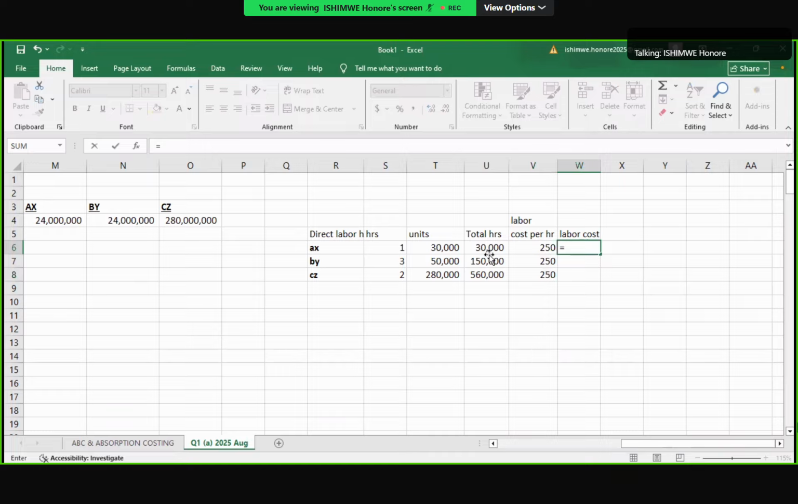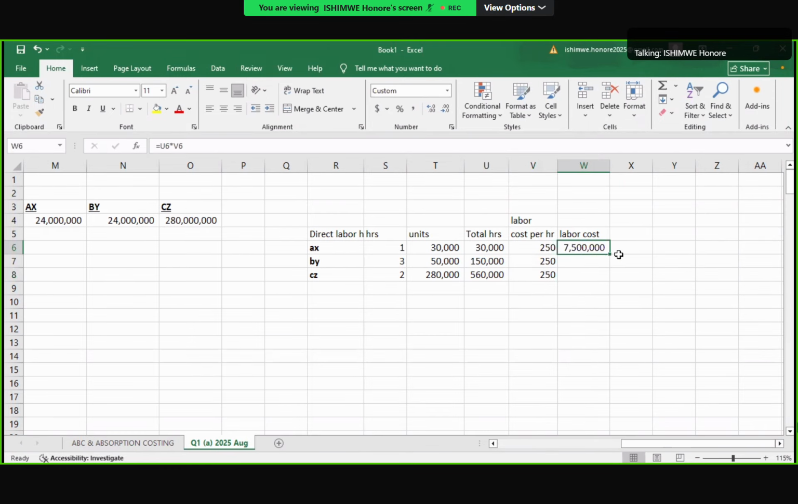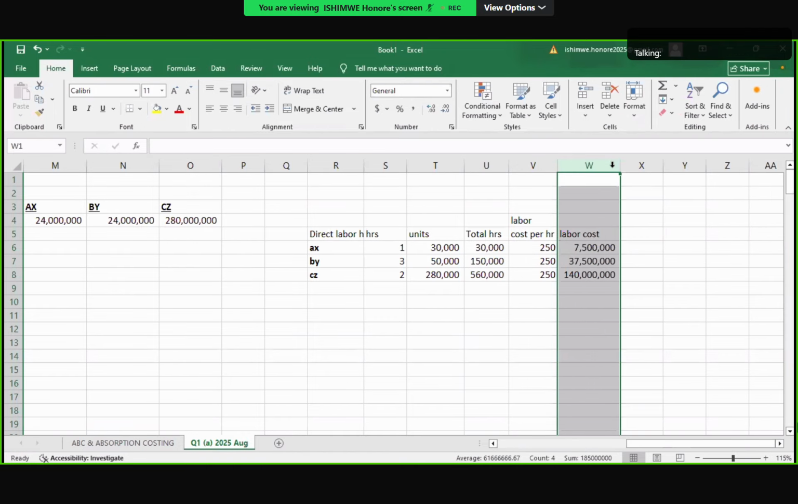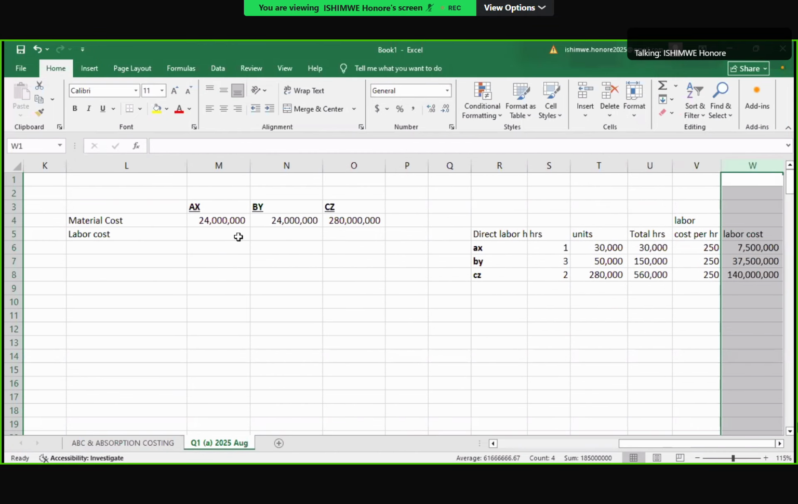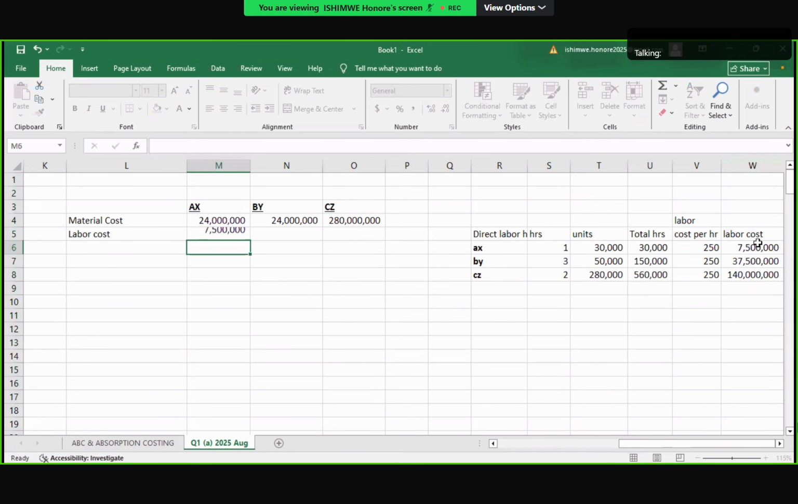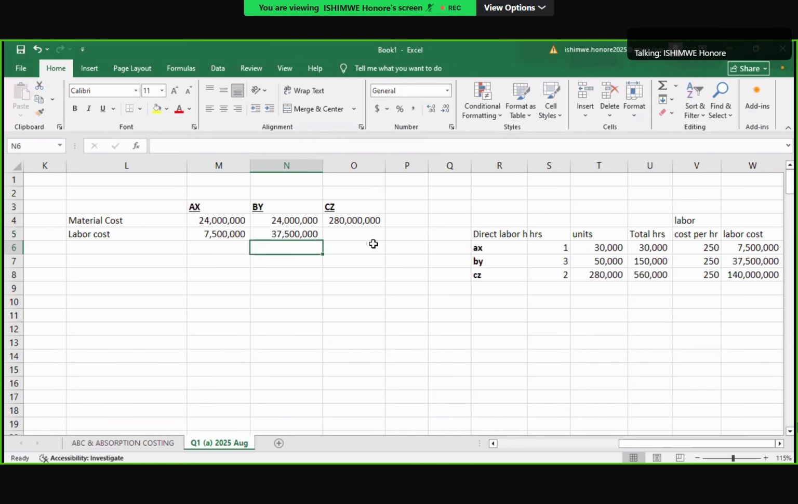So what is our total labor cost? We spend this money on them. So this is it. I hope this is clear and understandable. Okay, so I can come and put it here now. 750, 37, and here I'll be having 140.